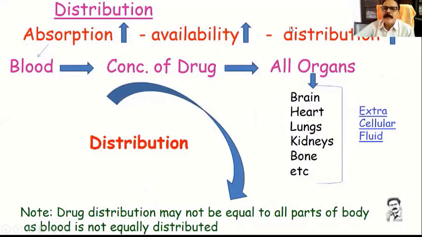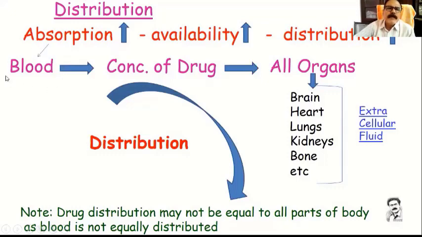We should distribute it. It is something like, when you have more things, what will you do? You will distribute to others. When you go to the temple, if you take more prasadam, automatically you will give some to others. If you have more food after eating, you will give it to somebody else. Like this, after absorption, when the availability is very high, the drug will automatically start distributing, and it will distribute through blood only.